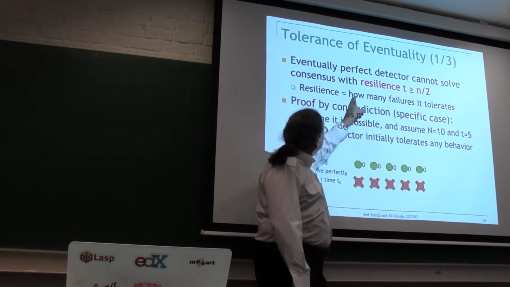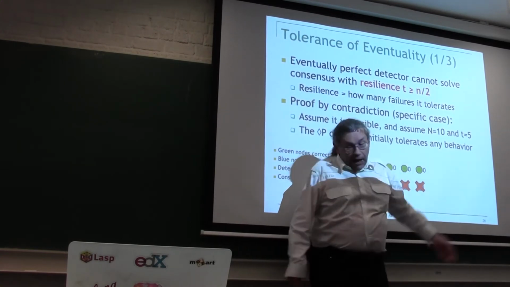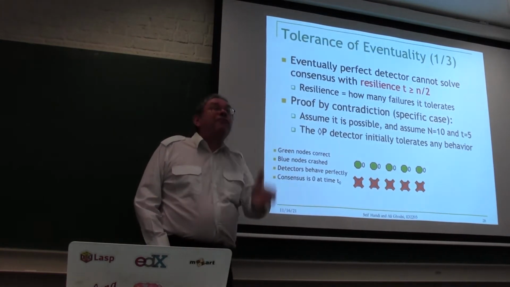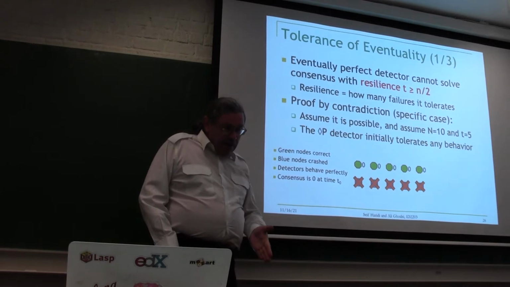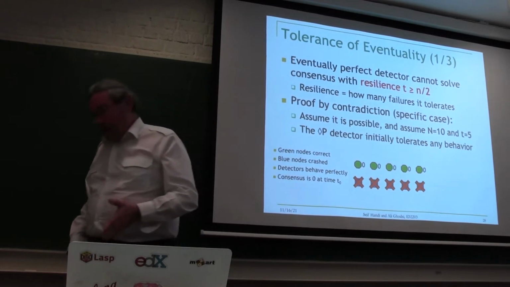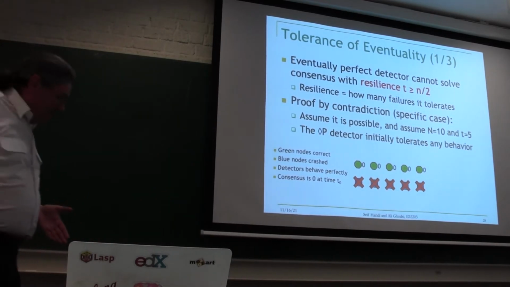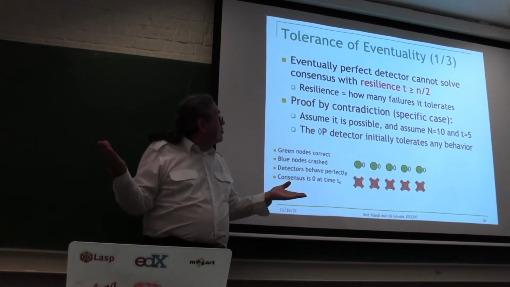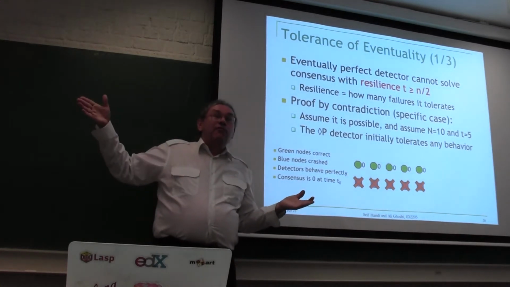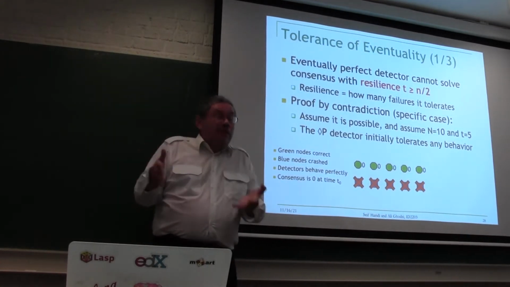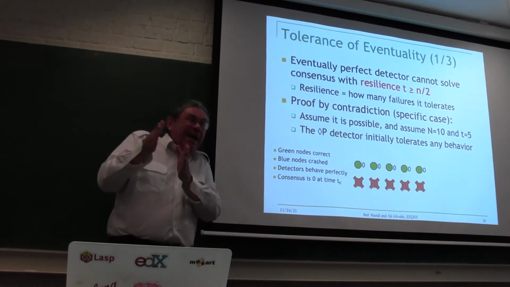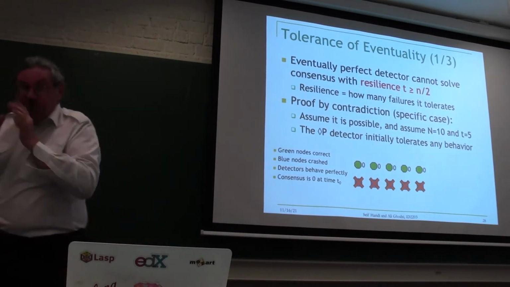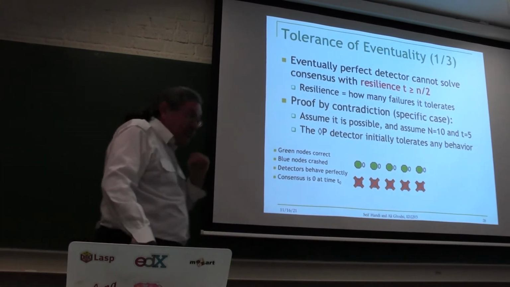Resilience means how many failures it can tolerate. So if you have at least half of the nodes failing, then you cannot make a consensus with an eventually perfect detector. So any consensus algorithm, the best one, will be for less than n over 2. And then the question is, how close can we get to n over 2? Can we get just underneath? Actually, we can get just underneath.